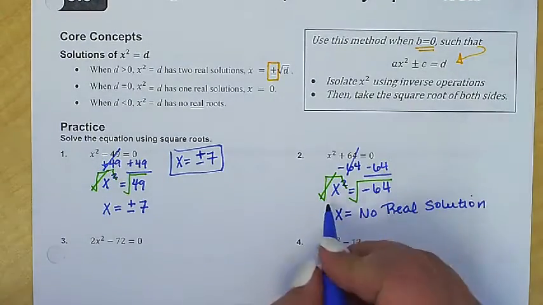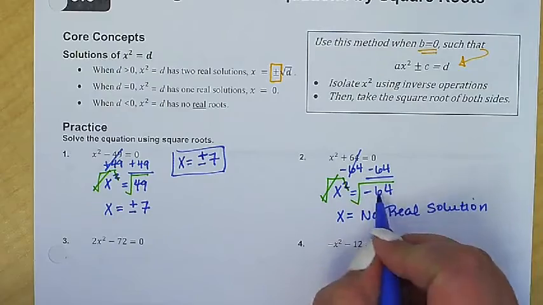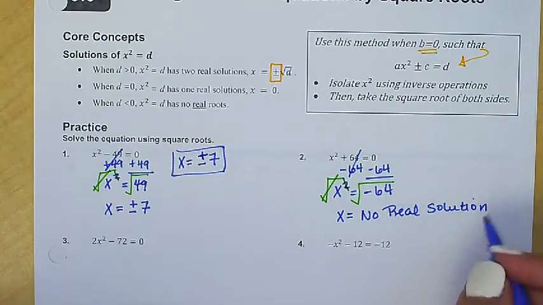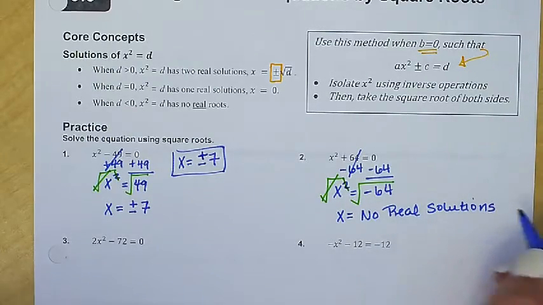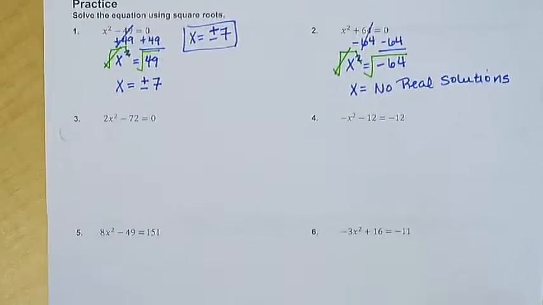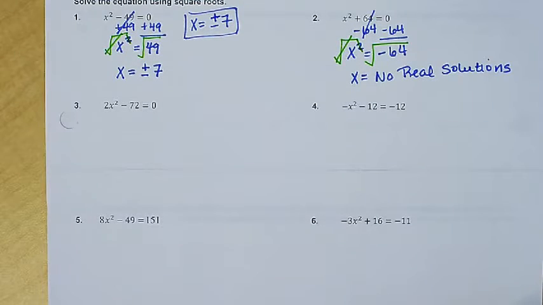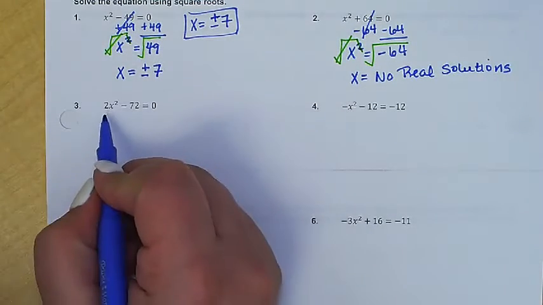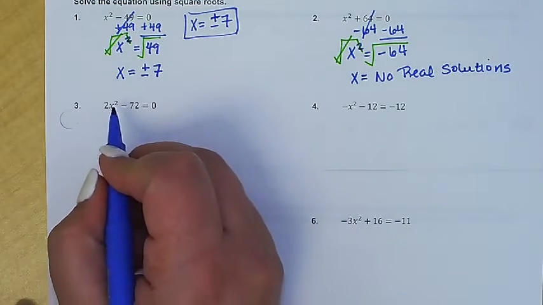Because when we go here to take the square root, we'd be taking the square root of a negative. You cannot take the square root of a negative. So that's a no real solutions. Okay. Take a look at number 3. If there's a number there, that's fine. We've done stuff like this before.